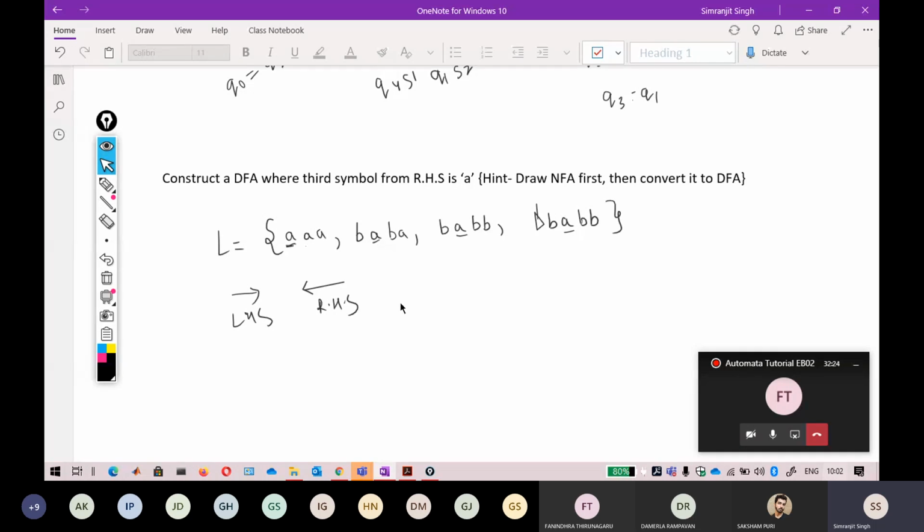The smallest string will be of length 3. To build the NFA of it, I think it is fairly easy. So just do it yourself. First, draw the NFA of it. I will tell you in like 2 minutes. Just draw the NFA and share the photo.